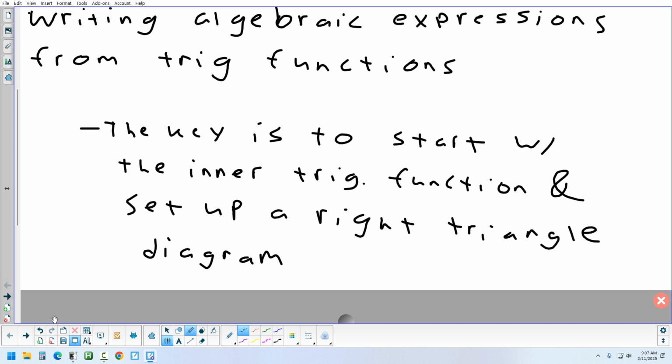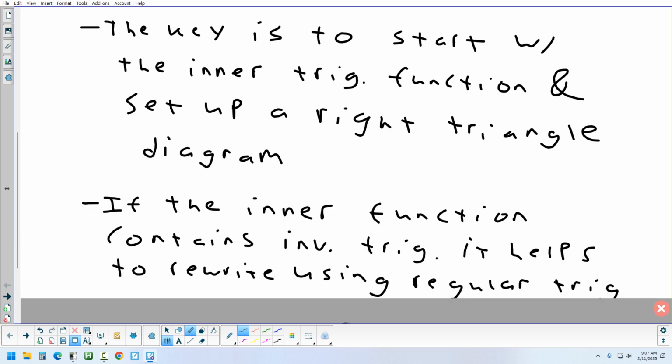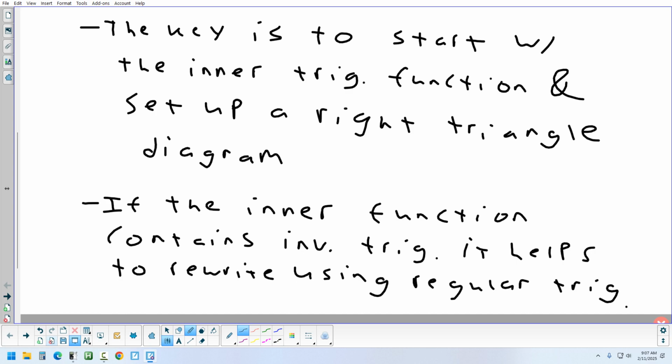Okay. In order to draw that right triangle diagram, remember they gave us something in the book in terms of inverse trig. And I said there's two ways you can think about it. You can think about it as inverse trig, or I think we took the cosine of each side or the sine of each side. But whatever we did, we got rid of the inverse trig and we rewrote it using regular trig. That's what we're going to do here. Rewriting an inverse trig expression in terms of a regular trig expression is going to help us to draw that diagram.